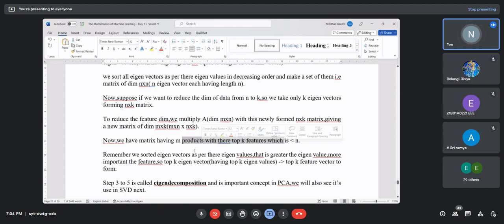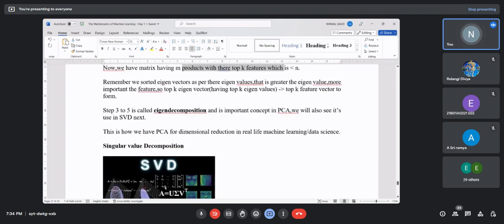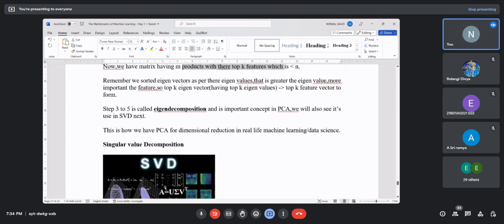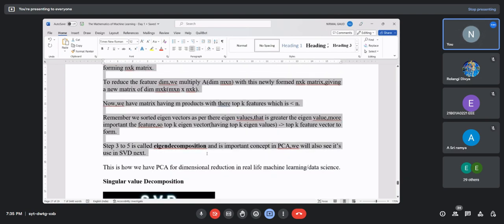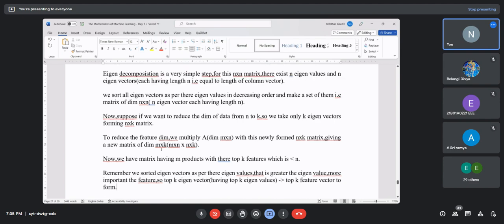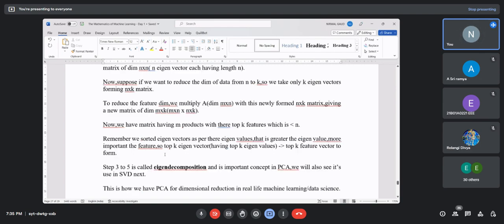So I explained in general terms what actually happens in principal component analysis. There is certainly a big depth in this concept, however the approach followed is all the same. Take the matrix transpose, multiply them, get S, then calculate the eigenvalues and eigenvectors of it, arrange the eigenvectors, take the top k, multiply with the initial matrix, and get the final result. That's what happens in principal component analysis: top k features.